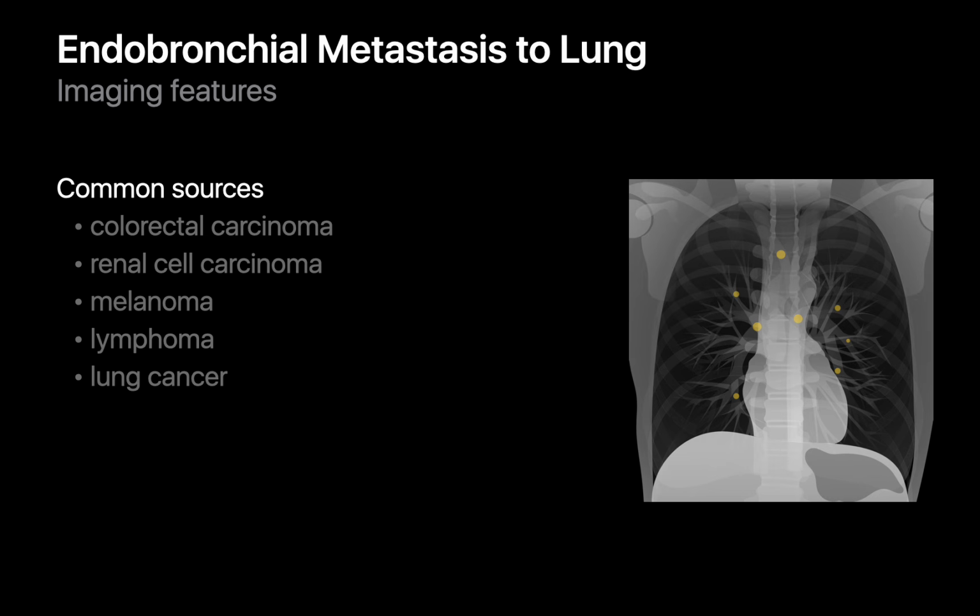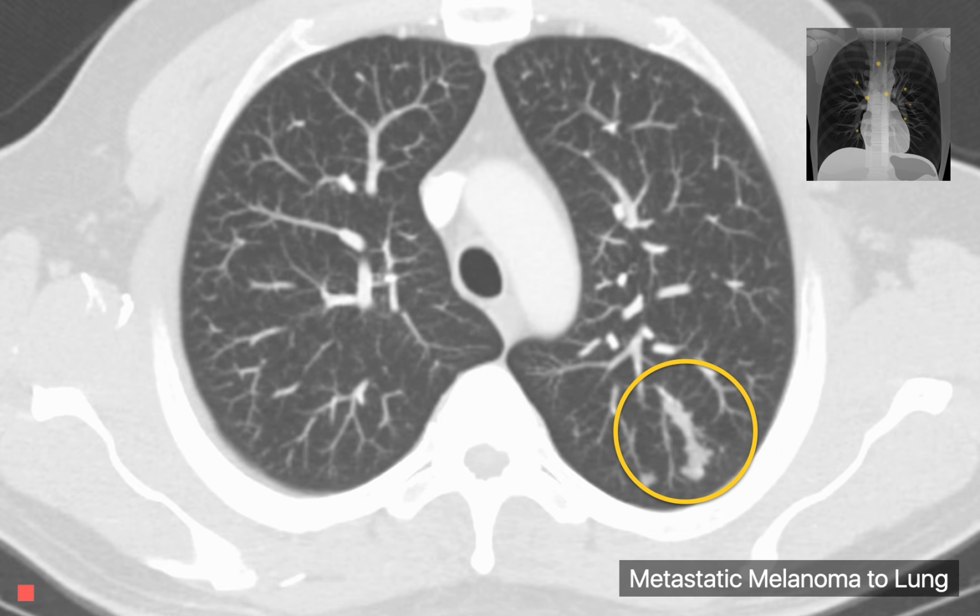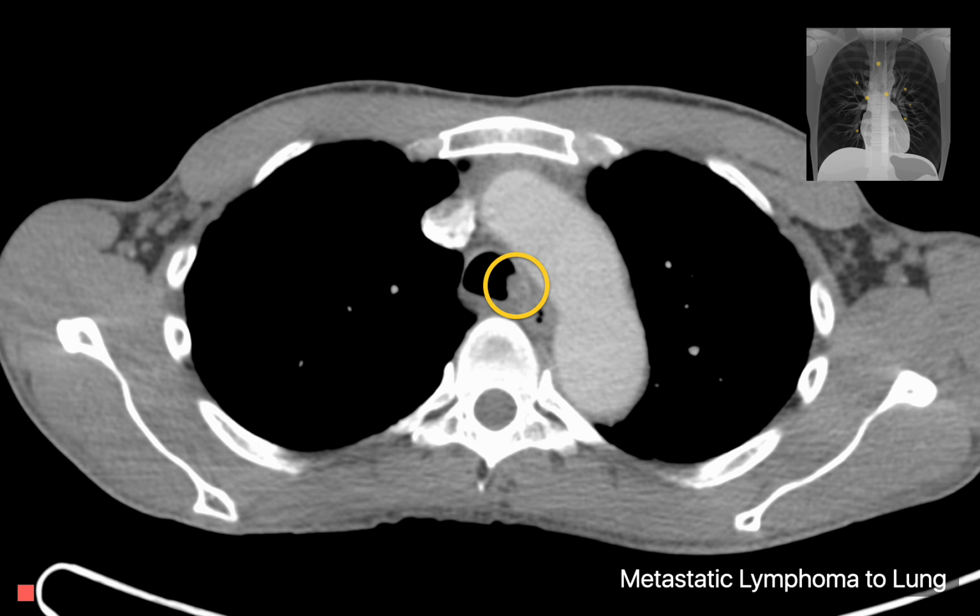Endobronchial metastases are a more uncommon presentation of metastasis to lung. The most common sources tend to be colorectal carcinoma, renal cell carcinoma, melanoma, lymphoma, and lung cancer. In this case of melanoma, the lung metastasis resembles a mucus plug in the posterior left lung, but unlike a mucus plug, its contours aren't as straight, and its morphology appears more nodular. While in this case of lymphoma, the metastasis is actually endotracheal and could have been mistaken for a mucus glob.